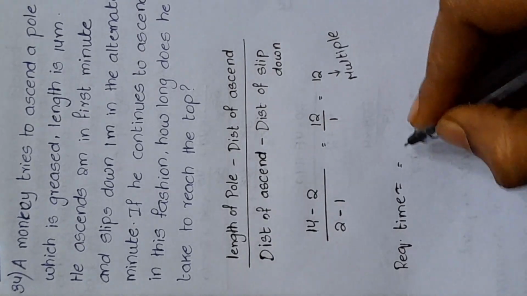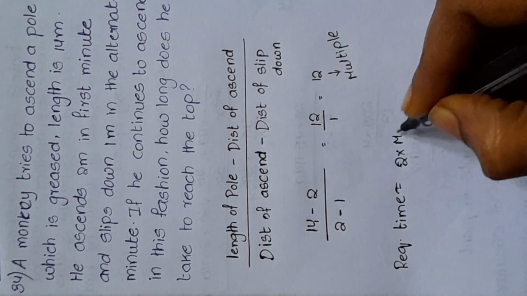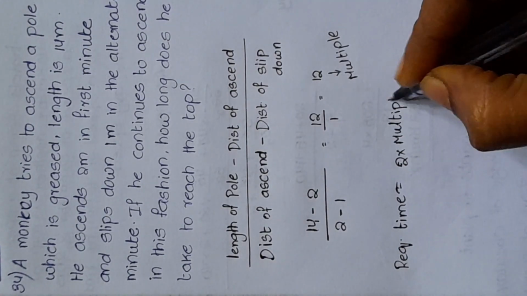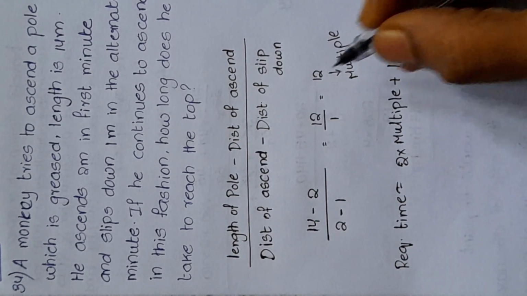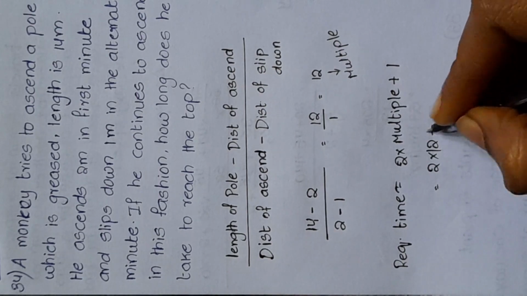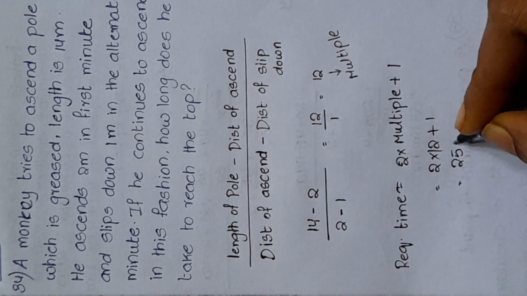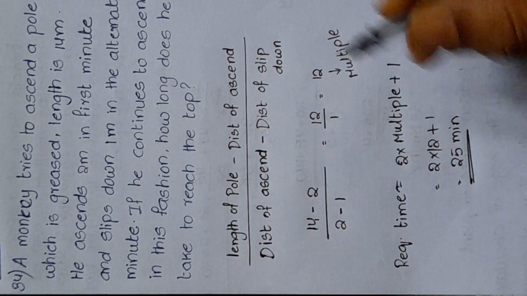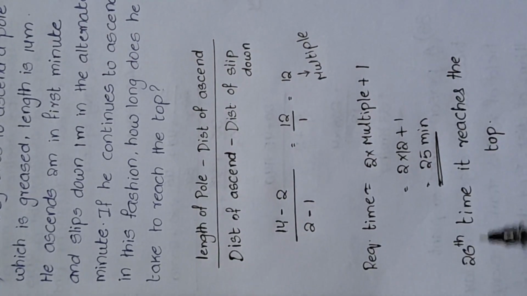So now the formula for the required time is 2 into multiple plus 1. This formula is applicable when the multiple is a whole number. So 2 into 12 plus 1, that is 25 minutes. After 25 minutes, the monkey reaches the top. That is the 26th time the monkey reaches the top of the pole.